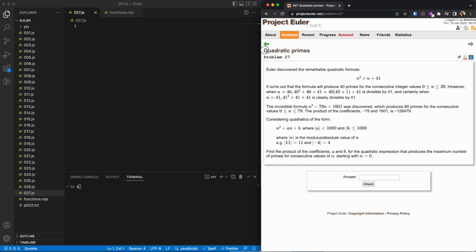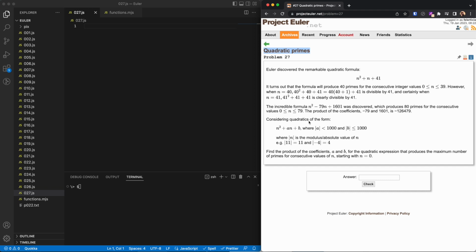Right, so it's quadratic primes. Euler has discovered a remarkable quadratic formula like this, and it turns out that this will provide 40 primes for the consecutive integers from 0 to 39. So if we say 0 squared plus 0 plus 41, it's a prime. Then 1 squared plus 1 plus 41 is a prime, and so forth and so on until we get to 39. And for n equals 40, it's divisible by 41, and then it's not a prime.